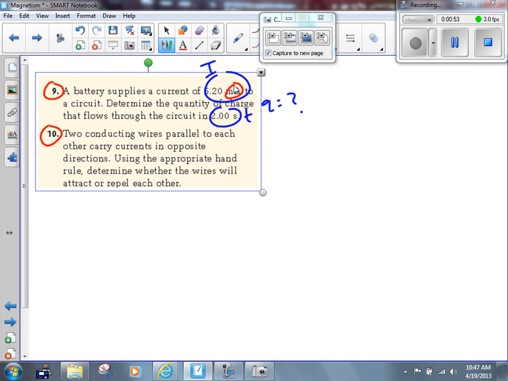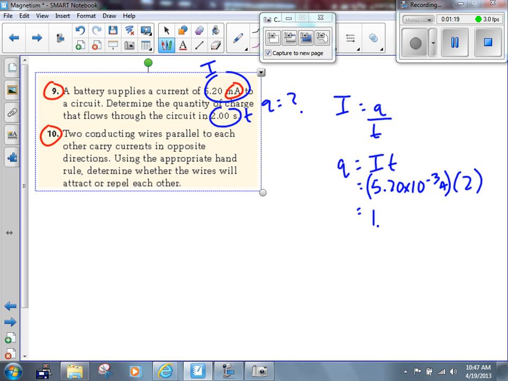I is equal to Q over T. Now, we're going to have to rearrange this to solve for Q, but that's the easy one, right? Move the T to the other side and get Q by itself. Multiply here. I times T. So it becomes I, 5.20 times 10 to the minus 3 amps. We're not going to forget to convert that to amps. Time is 2 seconds, and multiply that together, we're going to get about 1.4 times 10 to the negative 2. Is that right? 1.4 times 10 to the minus 2.